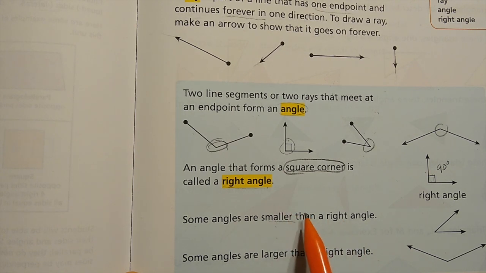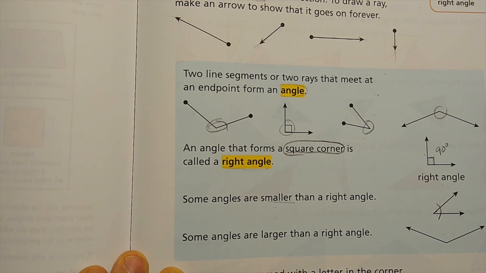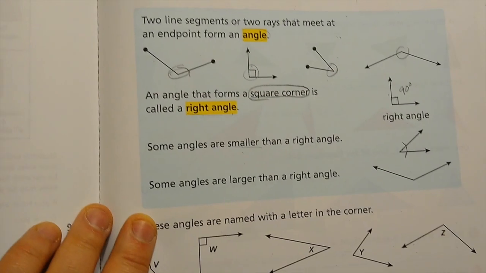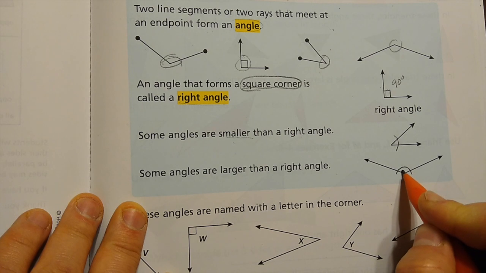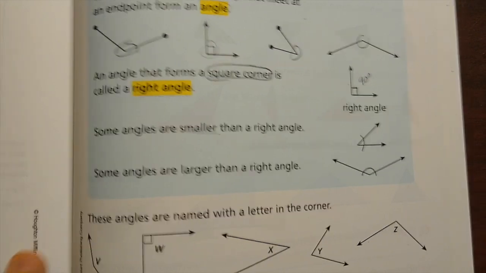Some angles are smaller than a right angle. That's called an acute angle. Here is a picture of an acute angle. This angle right here is less than my right angle. Some angles are larger than right angles. We have obtuse angles. My angle right here is greater or larger than my right angle.